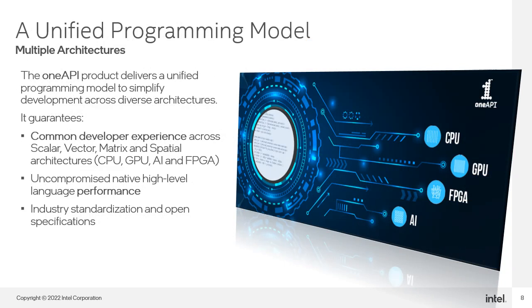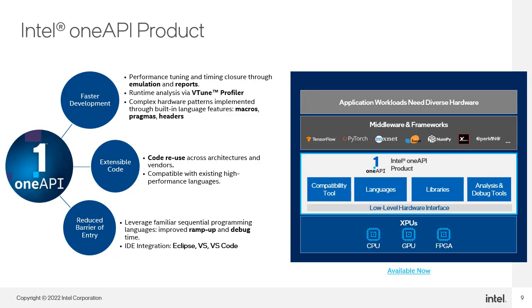To address the programming challenges posed by multiple architectures, a unified programming model was developed called oneAPI. oneAPI delivers a one-size-fits-all model to simplify development across diverse architectures, enabling users to take advantage of diverse architectures easily. This product provides a common developer experience across scalar, vector, matrix, and spatial architectures, which are deployed in CPUs, GPUs, AI, and FPGA devices respectively. It also guarantees an uncompromised native high-level language performance with industry standardization and open specifications. The Intel oneAPI product was developed with future developers in mind, providing a model that supports diverse workloads efficiently.